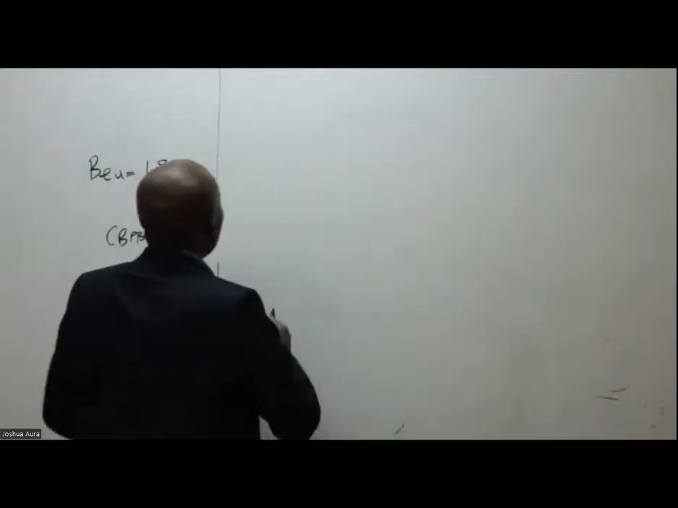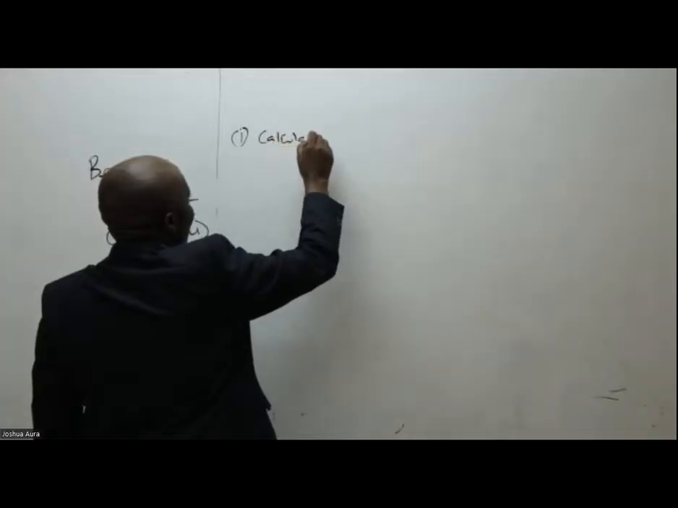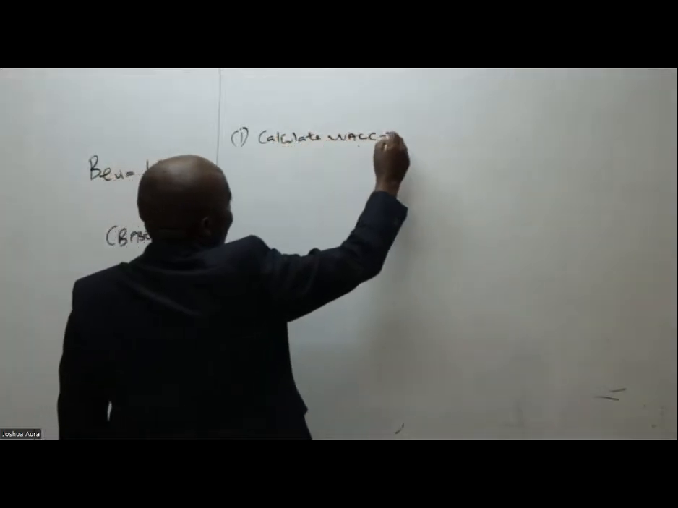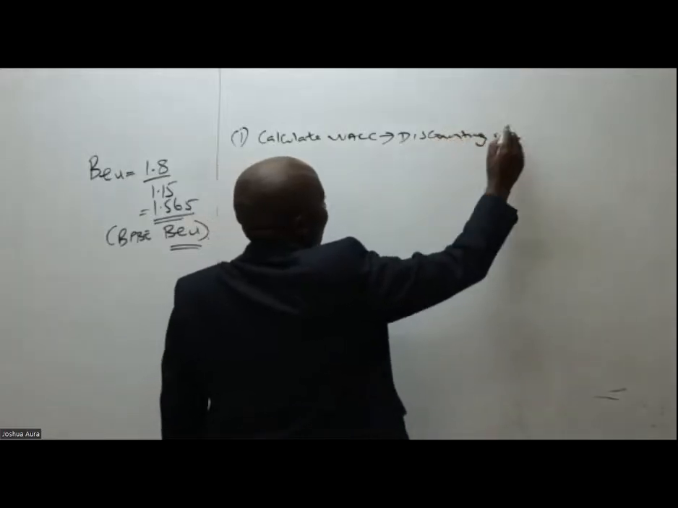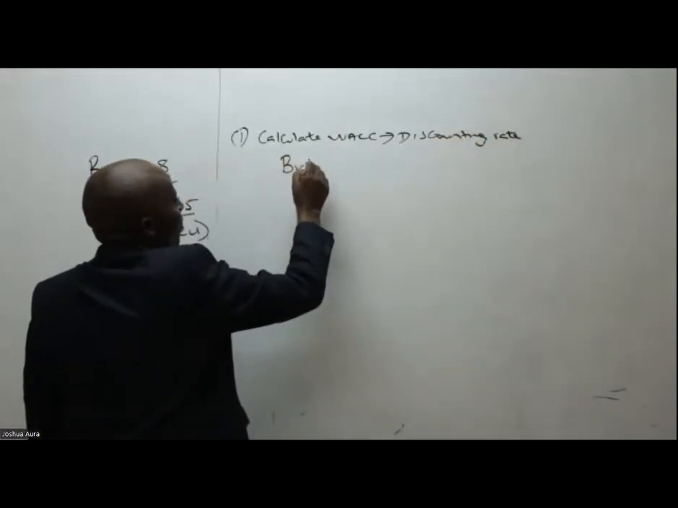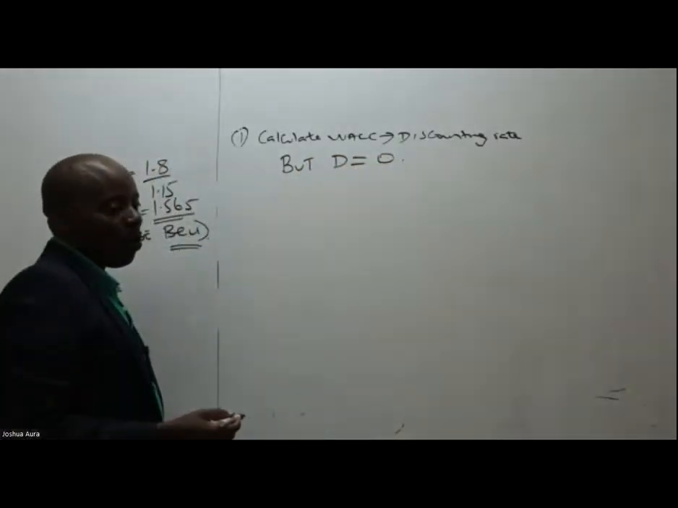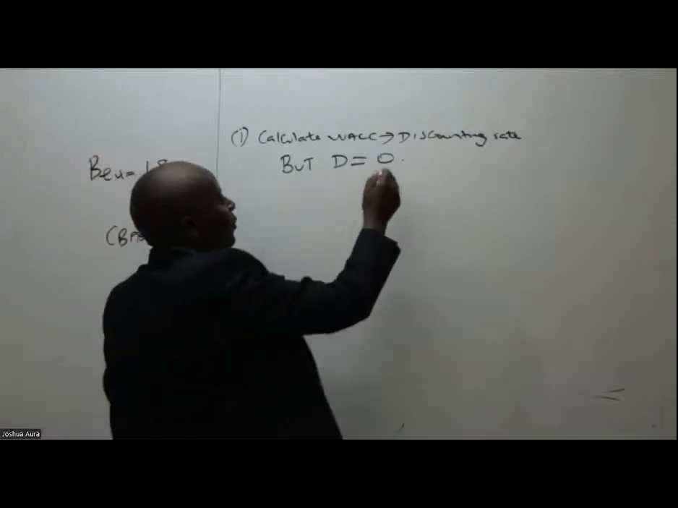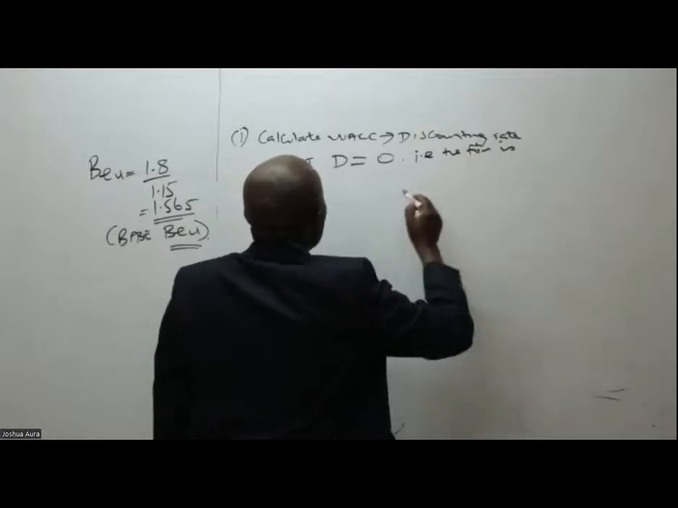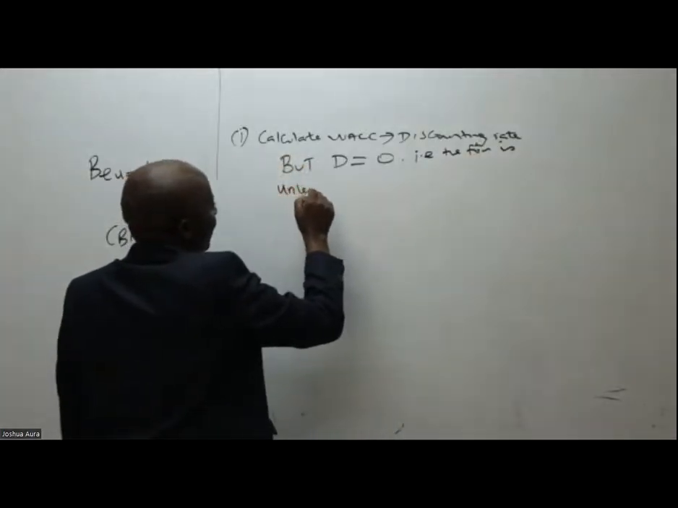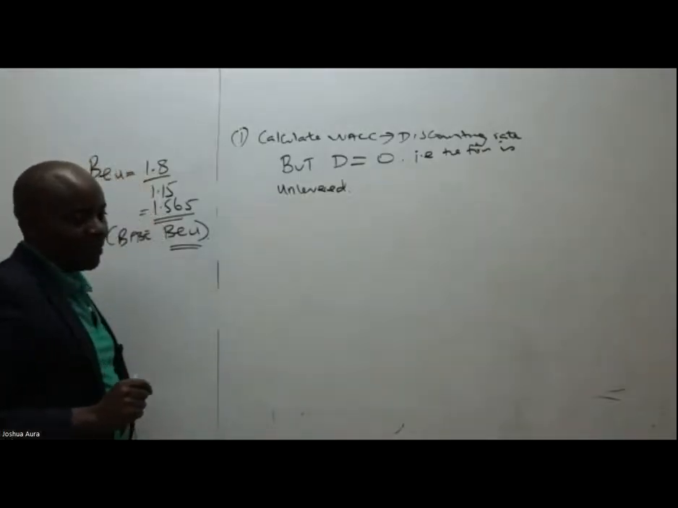So in this case here, go ahead, Roman 1, and calculate WACC. So this is our discounting rate. But remember your debt equals what? 0, i.e. the firm is unlevered. The firm is unlevered. Right?